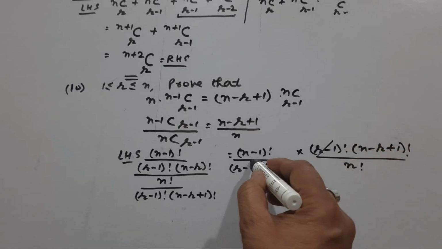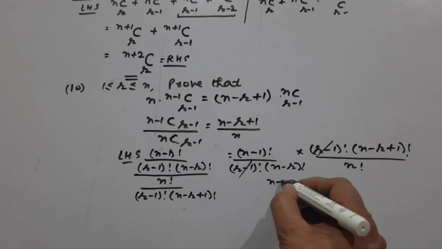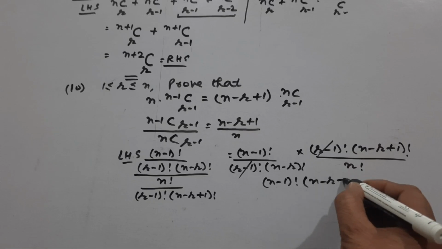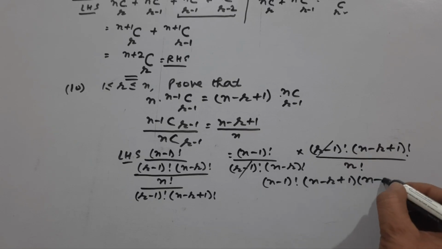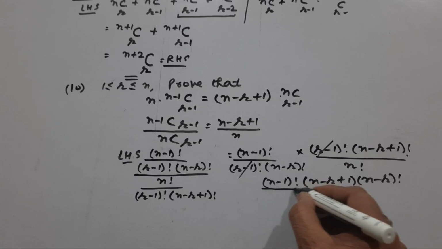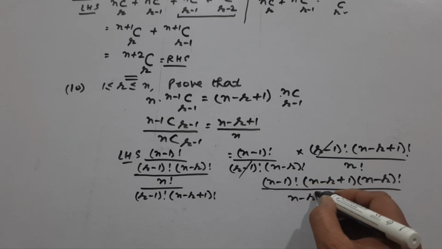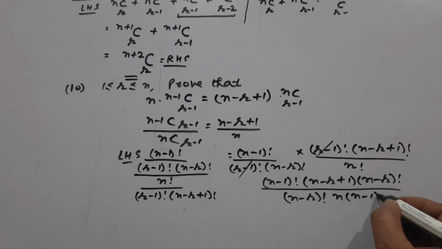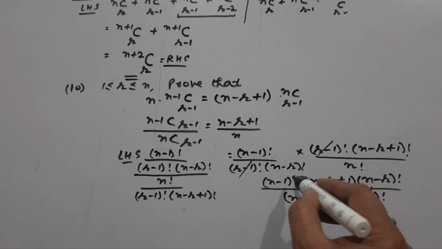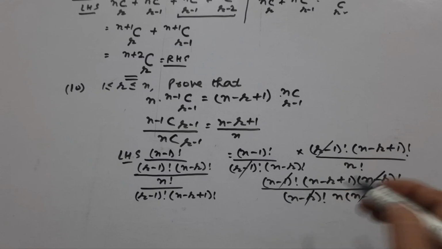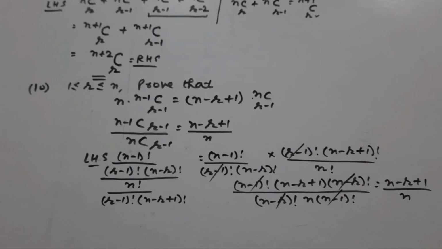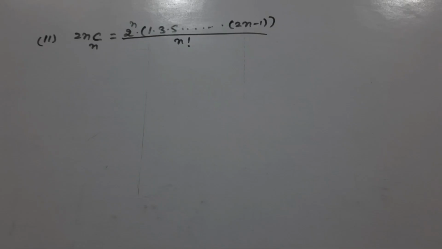Now cancelling r-1 factorial with r-1 factorial, we get n-1 factorial. Now writing n-r+1 factorial as n-r+1 into n-r factorial, and writing n factorial as n into n-1 factorial, cancelling these two and cancelling n-r factorial with n-r factorial, we get n-r+1 upon n. So students, this is the solution.